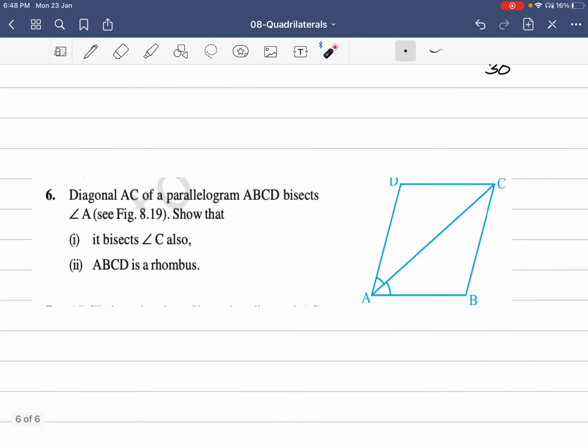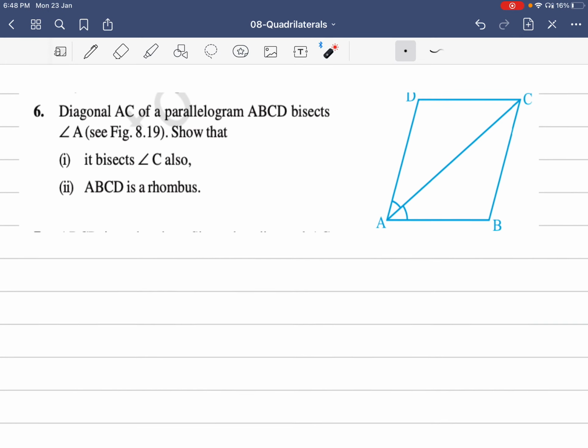Moving on, we have one more question under exercise 8.1, and let's read what the question is. It's question number 6. Now the diagonal AC of parallelogram ABCD. So ABCD is a parallelogram, and diagonal AC bisects angle A. Okay, so the key word is bisects angle A. So this is our angle A. Show that, okay, now we have to prove that it bisects angle C also.